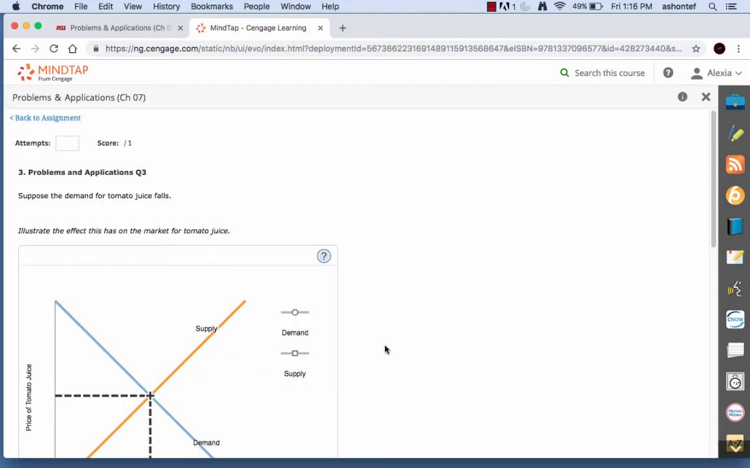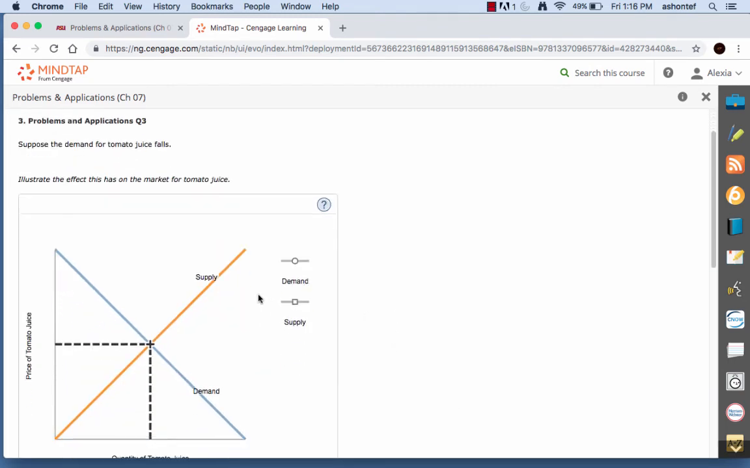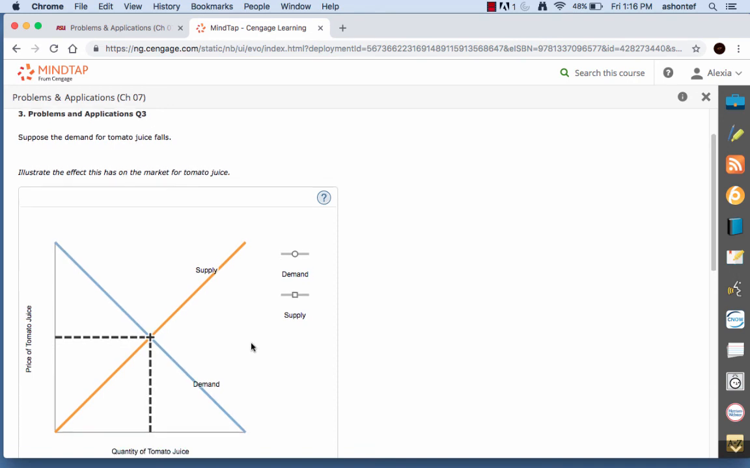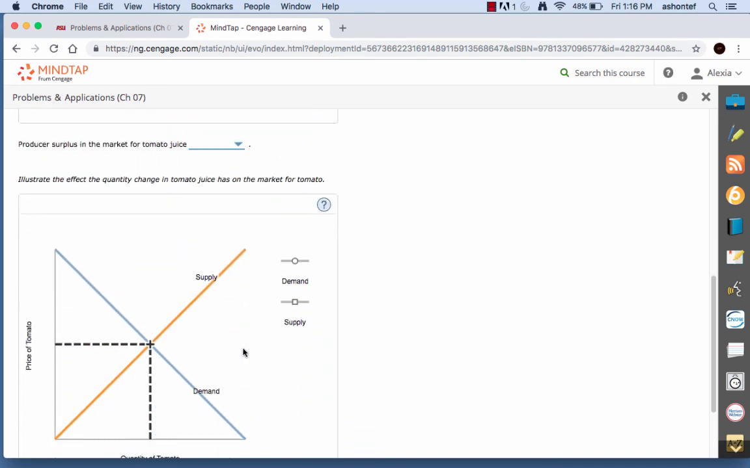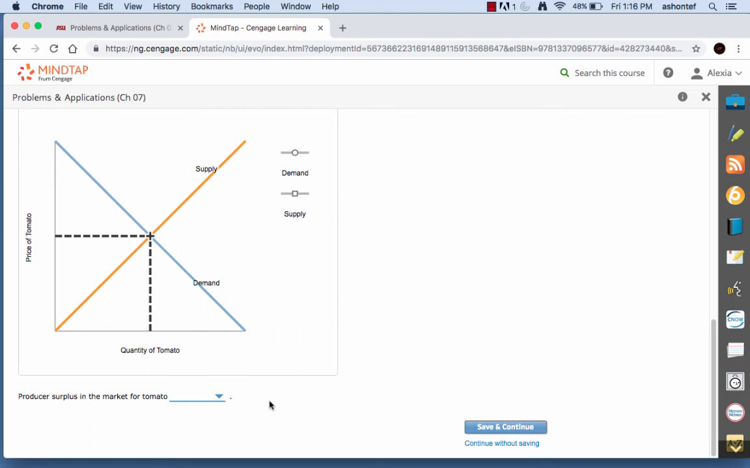Let's see what the next one is. Okay, so this one says, it's the picture again, so you're going to use your left click of your mouse and remember to move whichever curve is going to be moving here. So this says suppose the demand for tomato juice falls. So that's a determinant of demand and it falls, so that's a decrease. So remember the rule, increases right, decreases left. So go ahead and make that change, and I really don't think you'll have any problems answering these. It's just really more the visual.